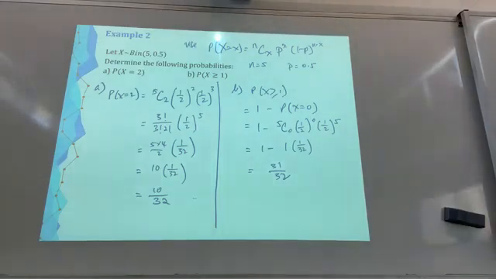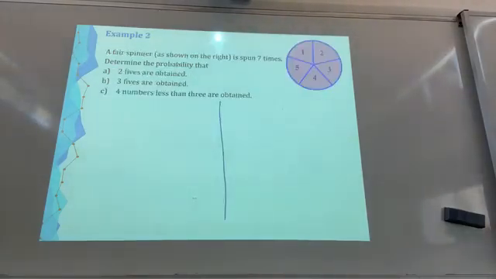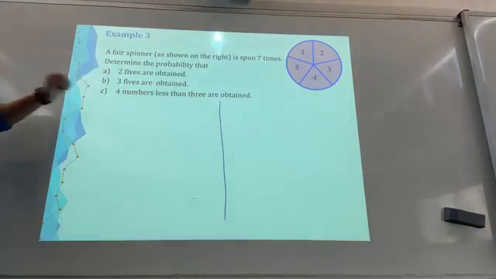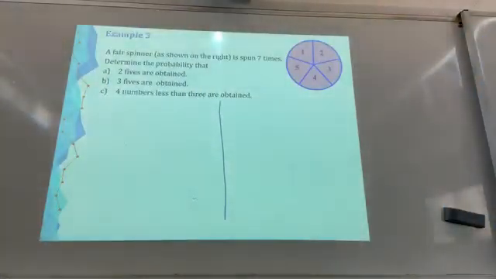Happy with example 2? Let's go to example 3, please. Now, this is a fair spinner, and it is spun 7 times. Parts A and B are related. They're talking about 2 5s being obtained, one is 2 5s, one is 3 5s. C is slightly different. So you can see that the binomial distribution for A and B should be the same, and C is slightly different. Correct? Not that hard.